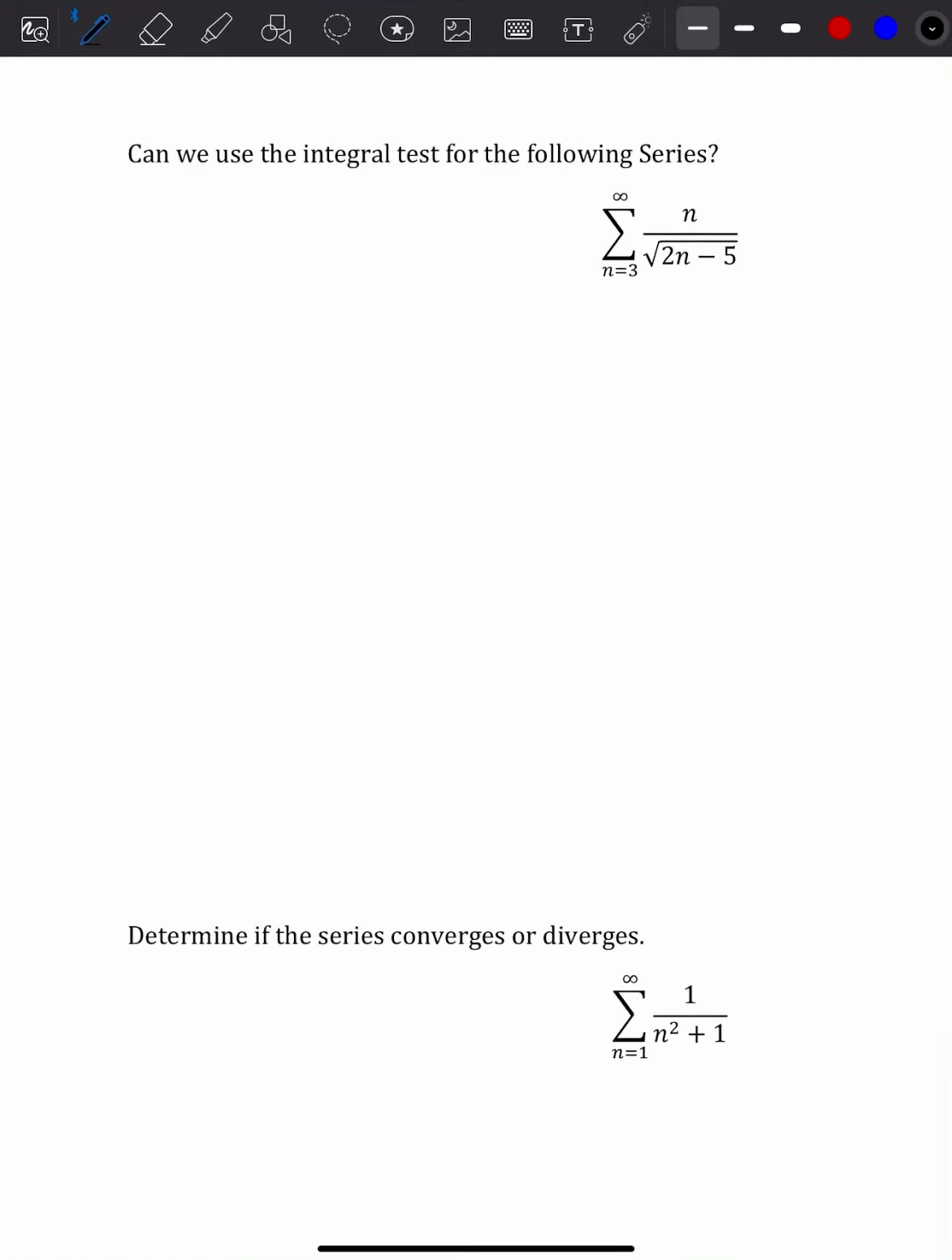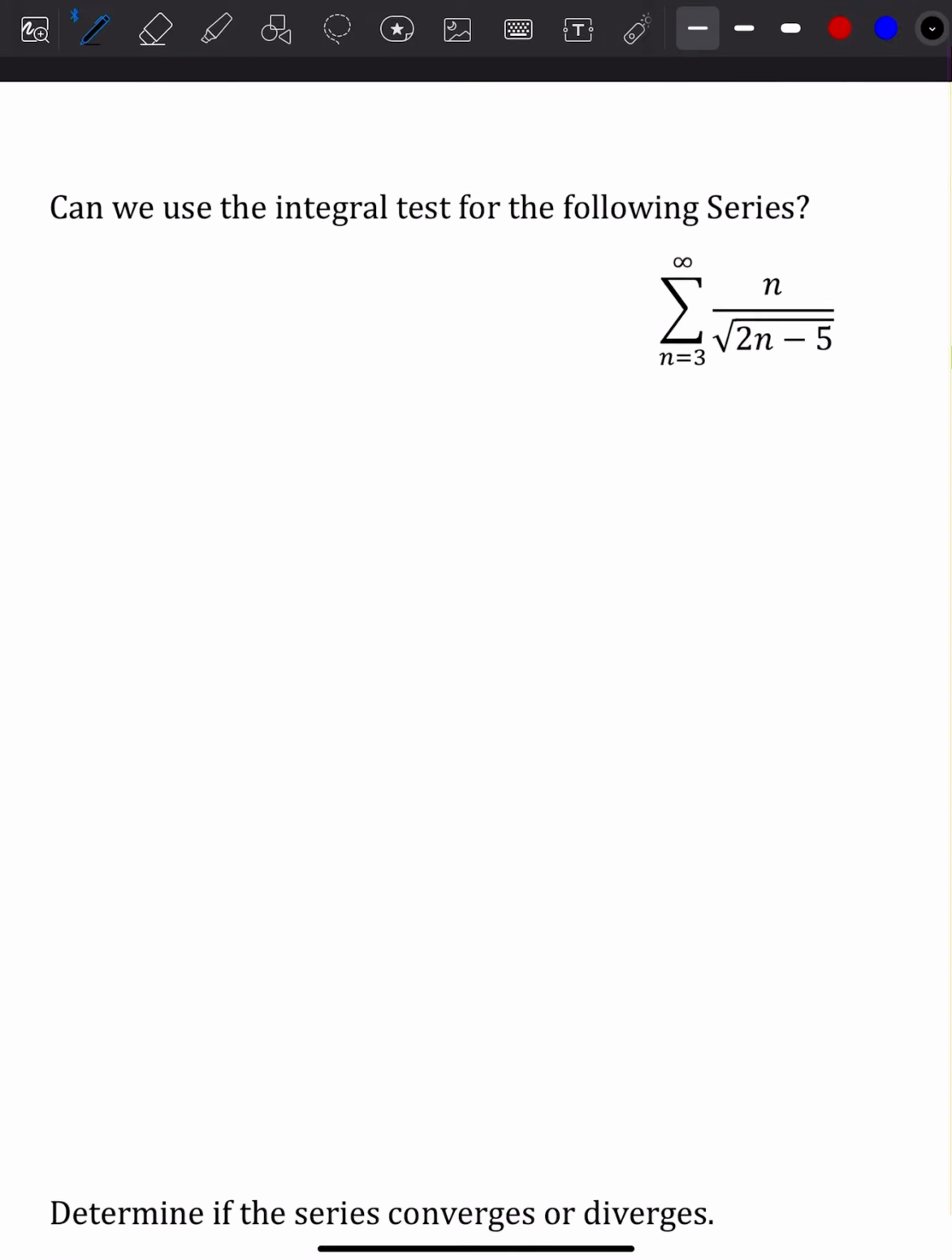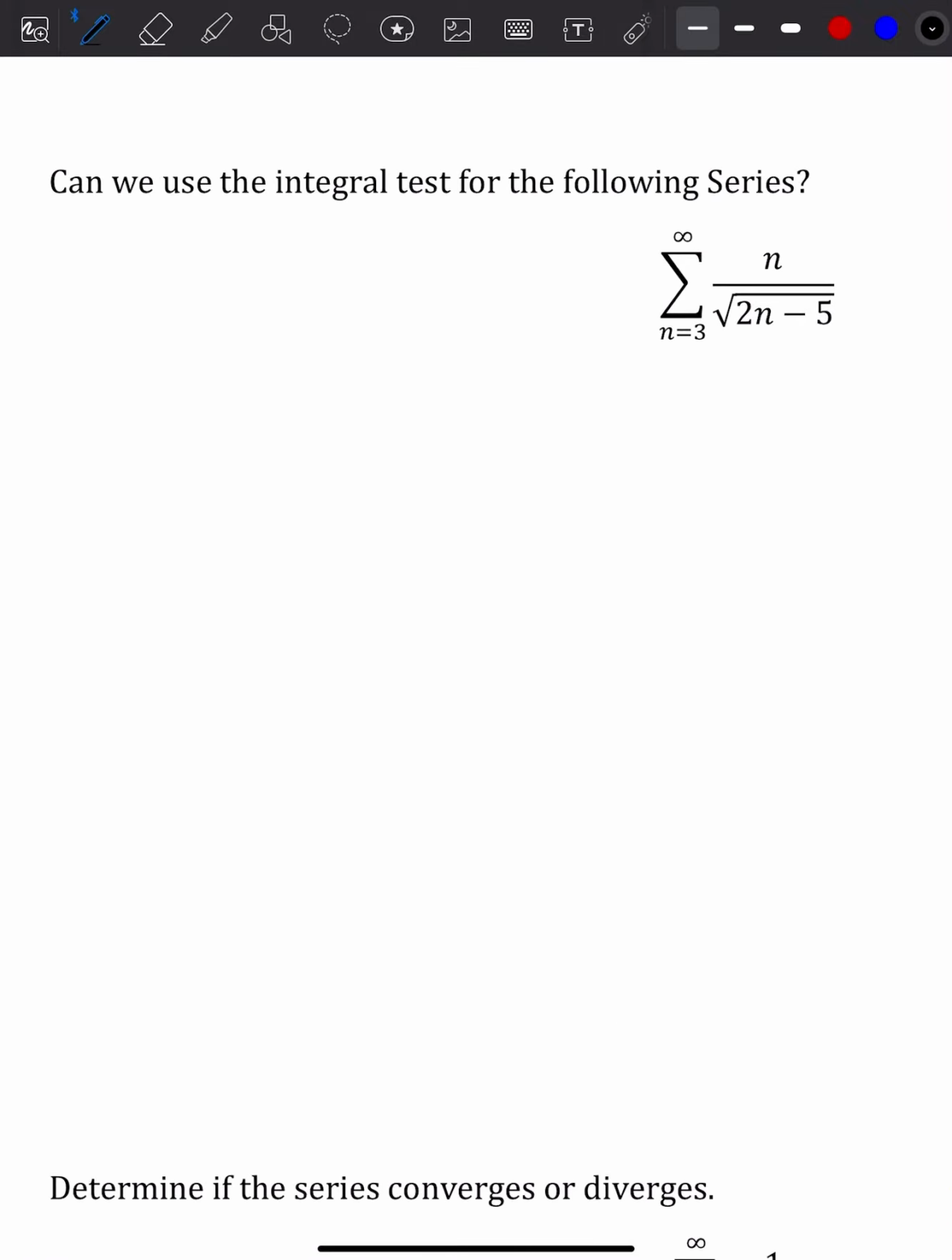Okay, so let's look at another problem. Can we use the integral test for the following series? This isn't even asking us to do the full integral test, it's just asking can we use it? So we're going to start with let a sub n equal f of x, which equals x divided by the square root of 2x minus 5.